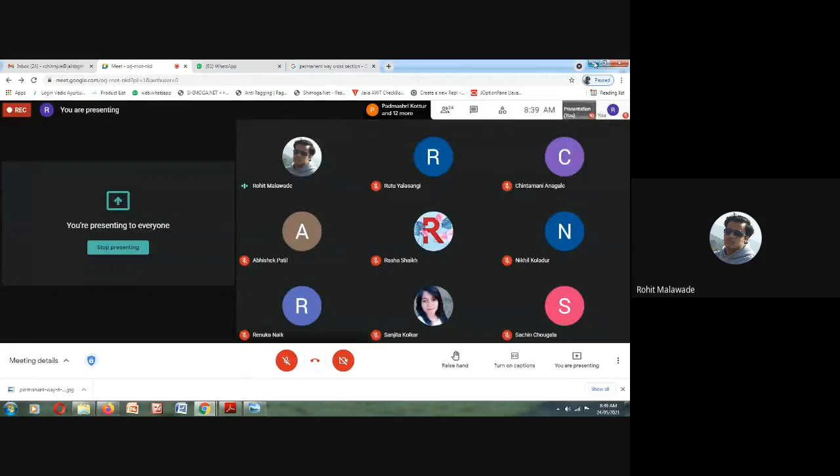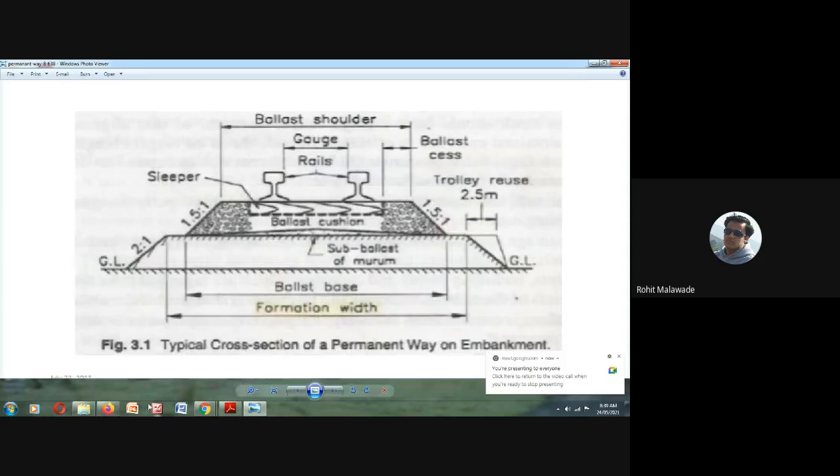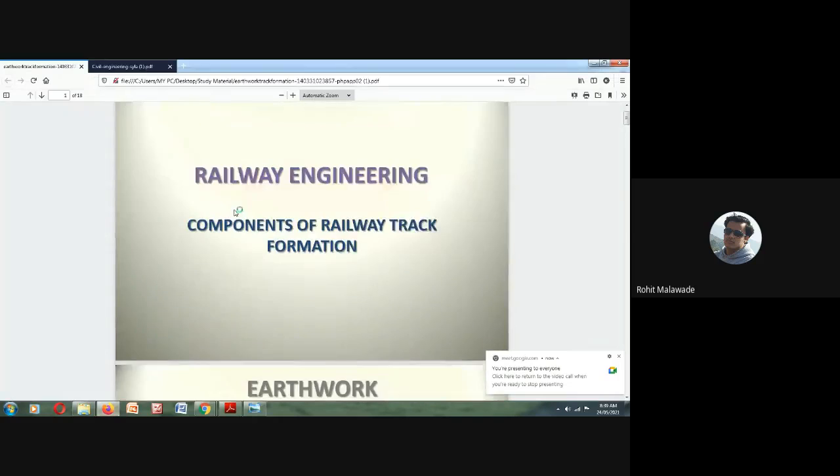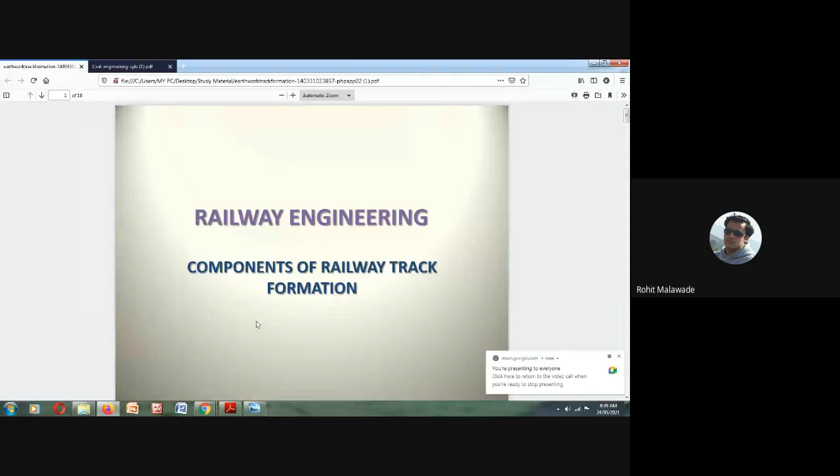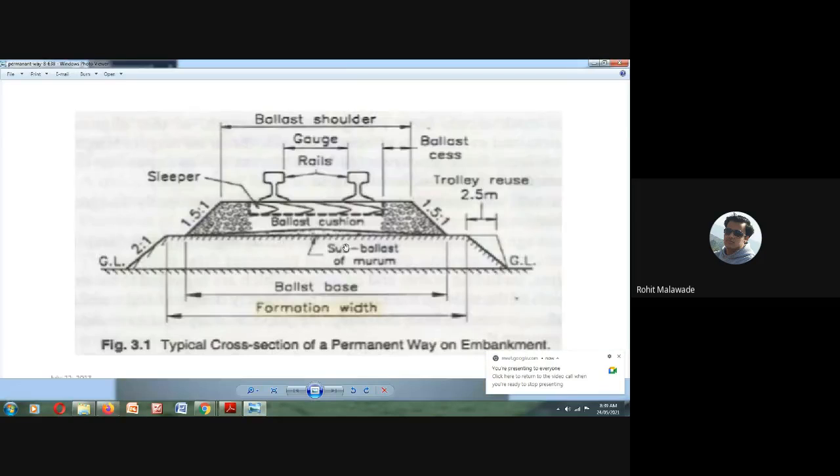Okay, so now we will see what exactly the earthwork is. What are the different things in your earthwork? Now, what is subgrade? If you take this particular diagram, what is subgrade over here? The subgrade is above ground level, whatever soil you are going to see, that we call a subgrade.